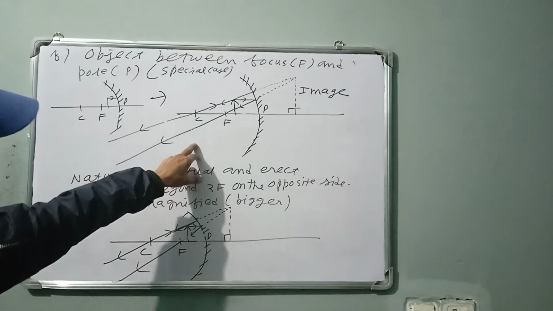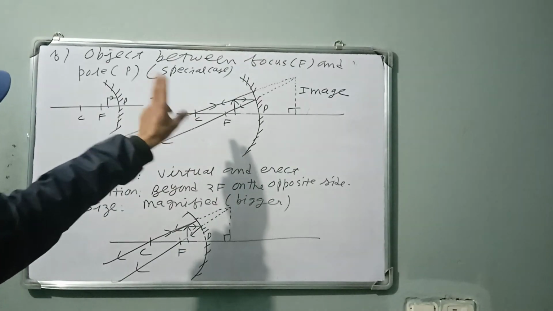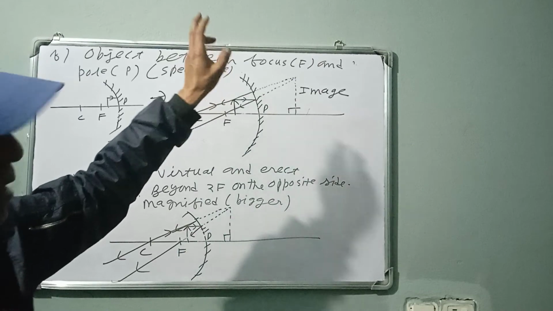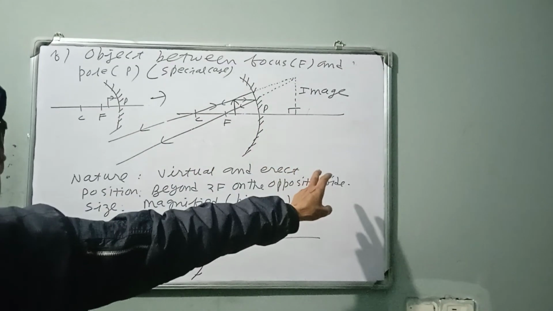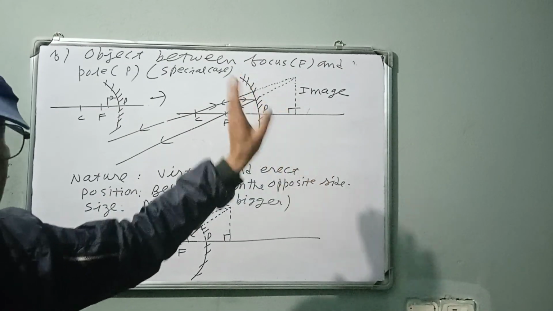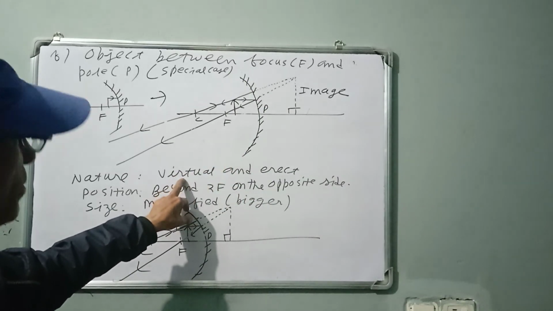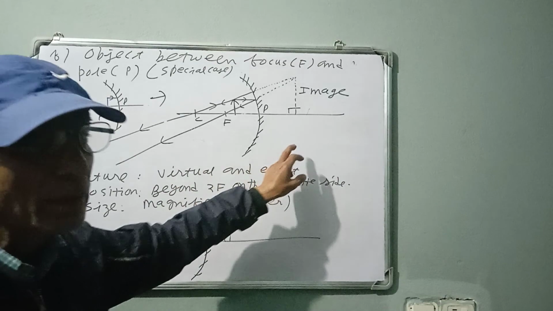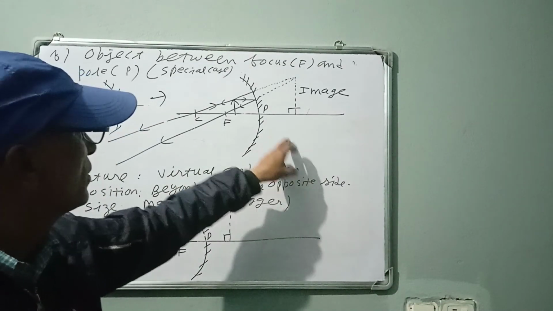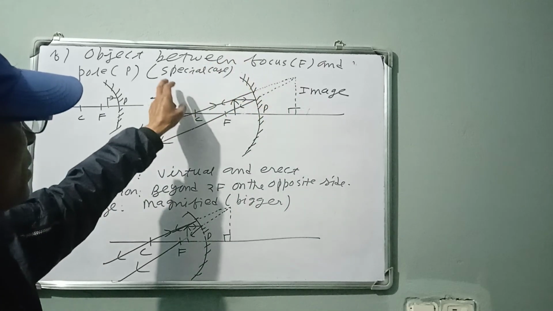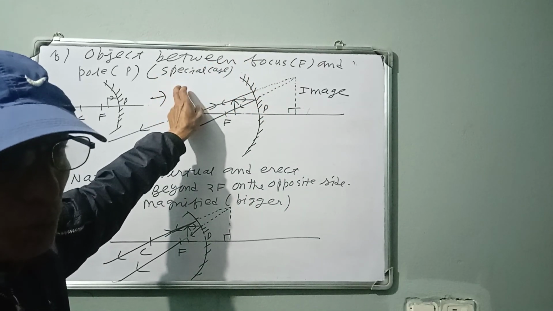I would like to ask one question. In which case is the image formed by a concave mirror virtual and erect? The answer is, the image formed by a concave mirror is virtual and erect only when an object is placed between focus F and pole P.